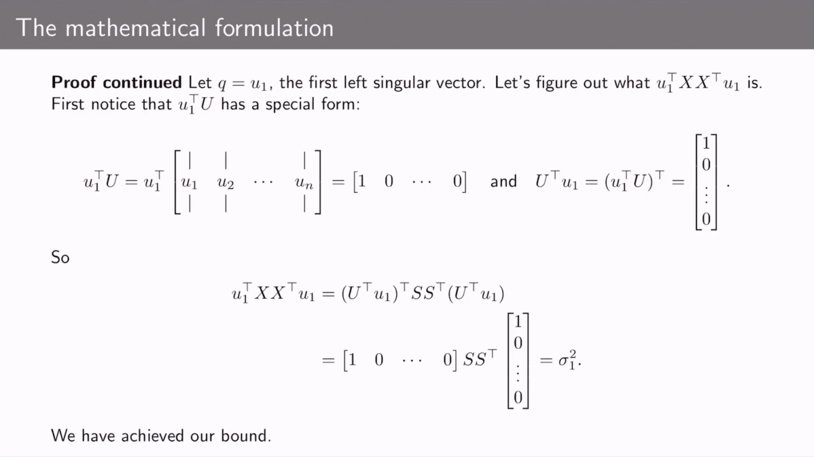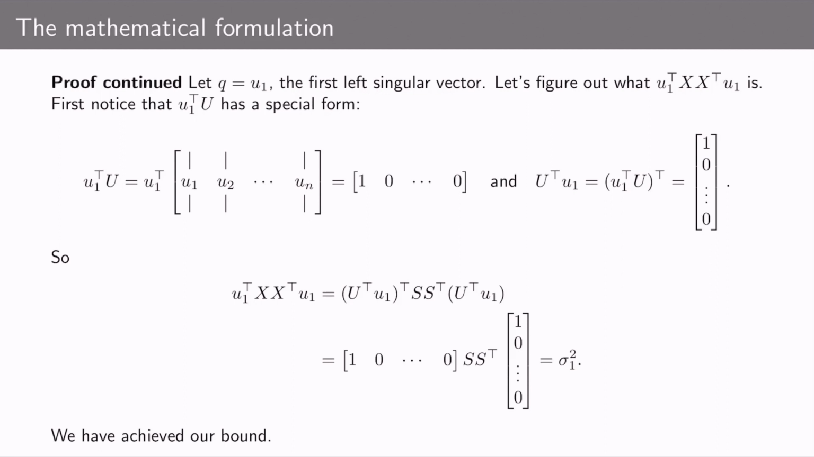You're probably not surprised that I'd like to take Q equals U1, the first left singular vector. Now I'd like to figure out what U1 transpose X transpose U1 is. But first, let's look at U1 transpose U. This product has a very special form. U1 transpose U is taking U1 and distributing it across all of these columns in a dot product. There's only one of these dot products that survives, and that is the dot product of U1 with itself. U1 dotted into U2, etc., all the way up to UN gives me zeros. So this result is going to be a 1 in the first entry and zeros in all the others.